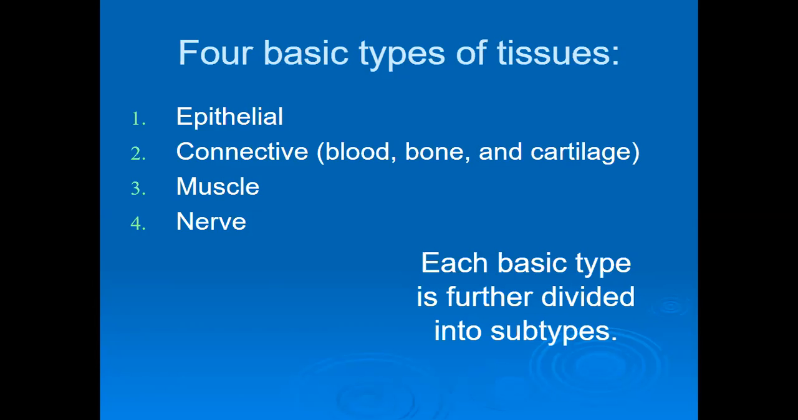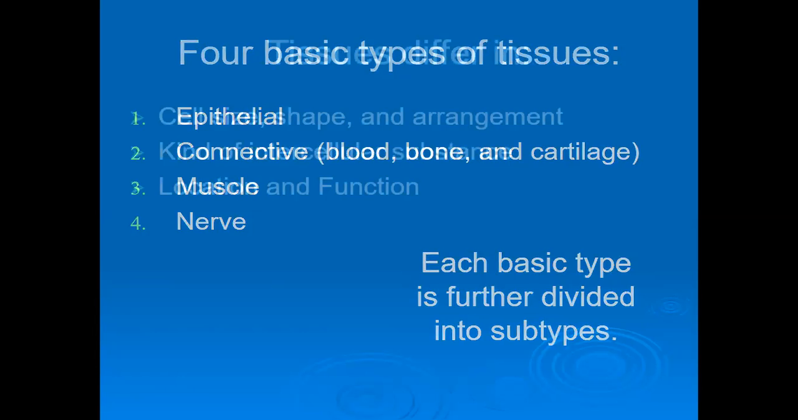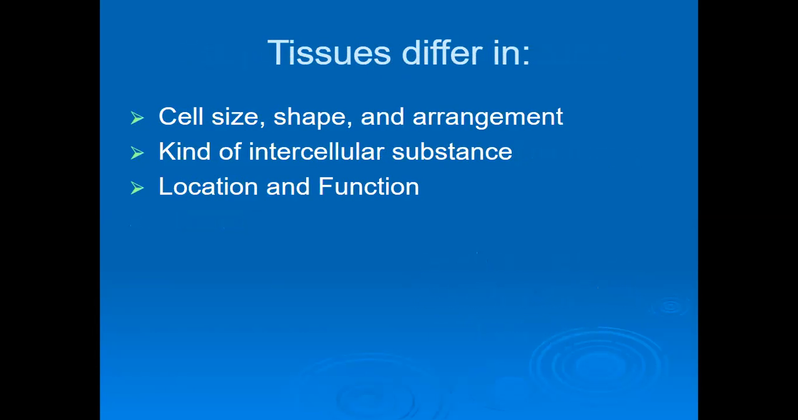The third and fourth type, muscle and nerve, we will spend a lot of time looking at those later on when we get to those units, but we will briefly touch on them in Unit 2. Now, under each one of these basic types, it's kind of like an umbrella. There are other subdivisions that are different types of epithelial or different types of connective that have a different function that makes them special. The big thing you need to remember is that tissues differ in three things.